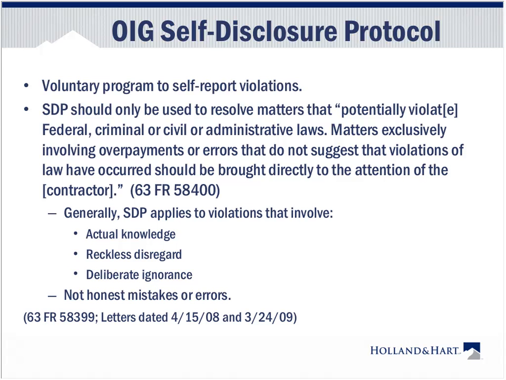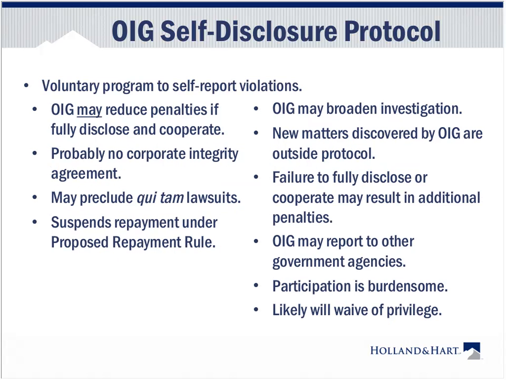Generally, the self-disclosure protocol applies to violations that involve actual knowledge, reckless disregard, deliberate ignorance, and then as long as there are no honest mistakes or errors, the government may reduce penalties. Or if they are honest mistakes or errors, the government has said they'll likely reduce penalties.